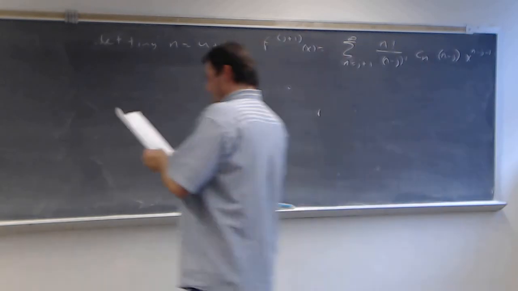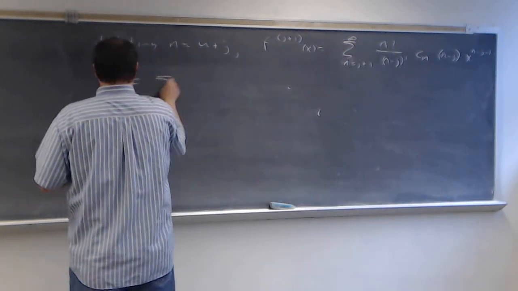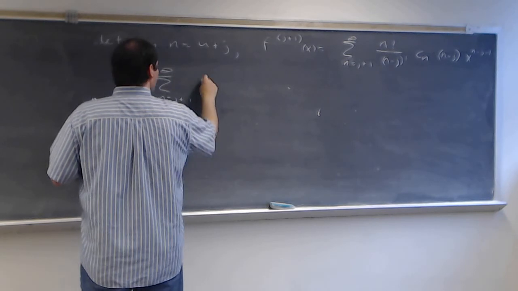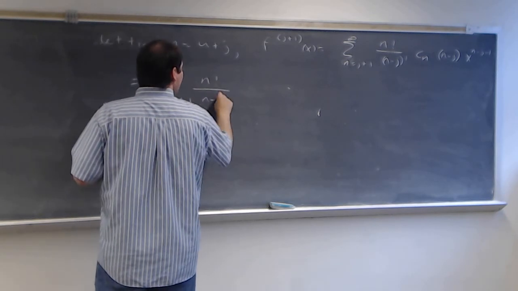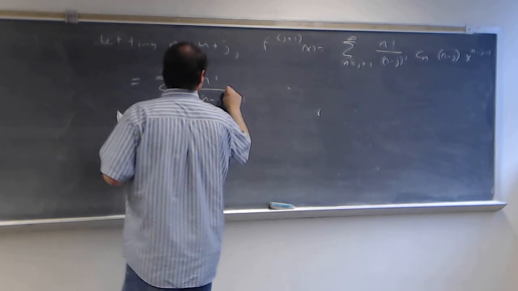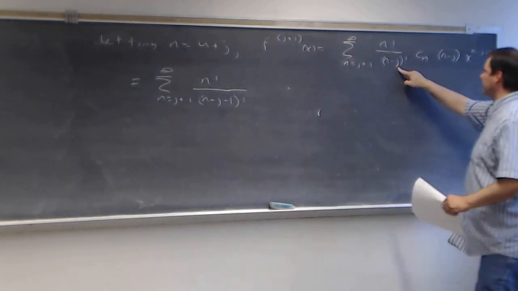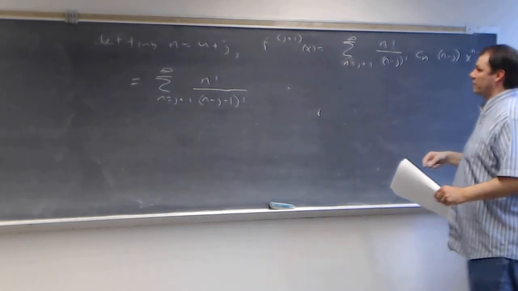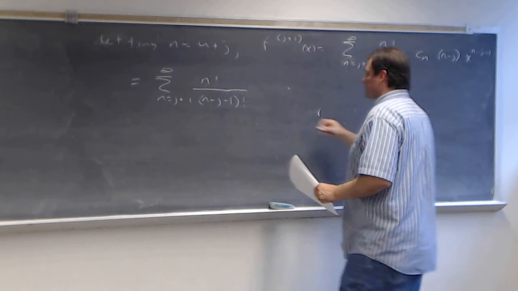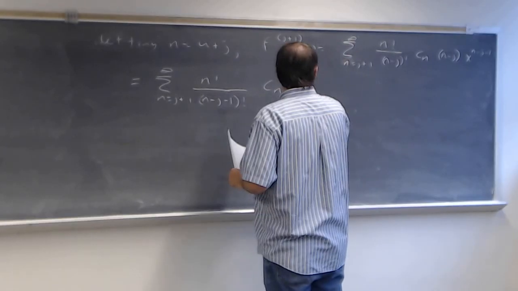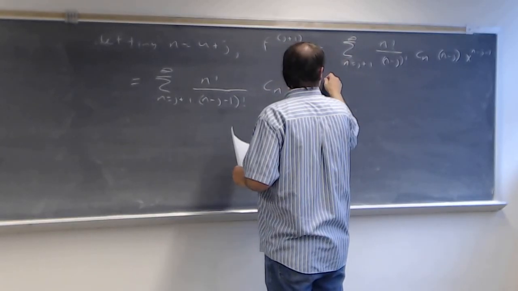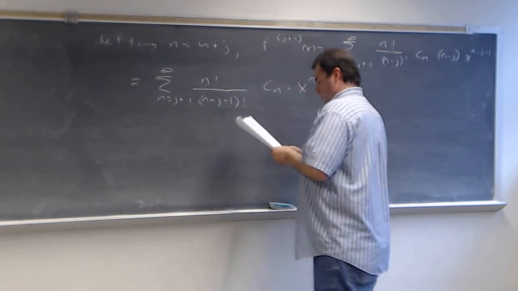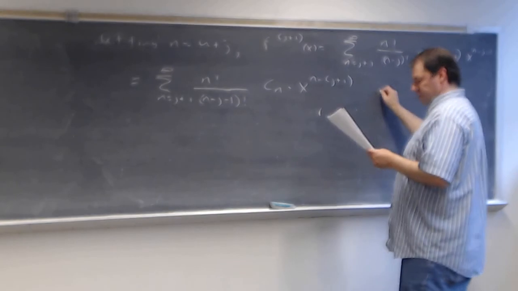Well, that's right. And that equals the sum as n runs from j plus 1 up to infinity of n factorial over n minus j minus 1 factorial, where the n minus j factorial will cancel out with n minus j here, just leaving n minus j minus 1 factorial. And then this would be c sub n x to the n minus j minus 1. And that's what we wanted to show.